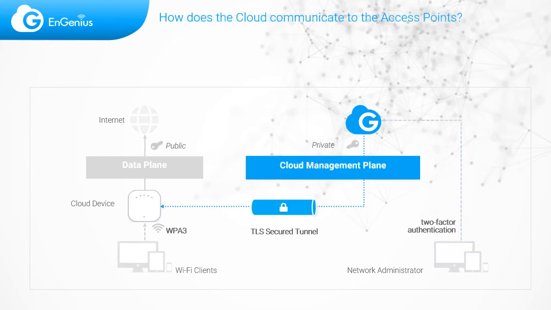How does the cloud communicate to the access points? After setting up and configuring your network, the cloud will roll out the configurations to the access points and switches when these contact the cloud. As mentioned before, only device configuration data is being communicated to the devices. This data is transmitted through a secure TLS tunnel for maximum security.